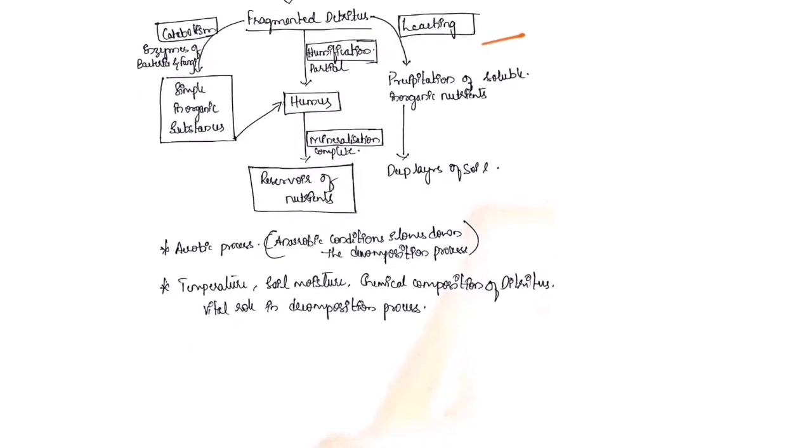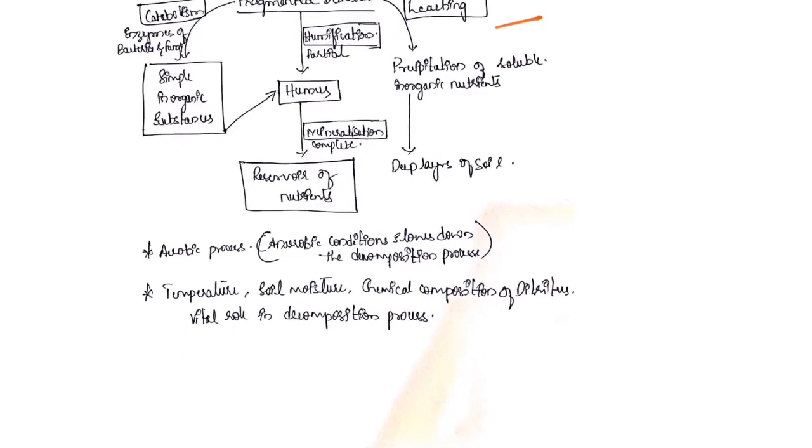So this decomposition process is an aerobic process. It requires oxygen for decomposition. In anaerobic conditions, if the availability of oxygen is very low, it slows down the decomposition process. Here the temperature, soil moisture, and chemical composition of the detritus play a very important role.